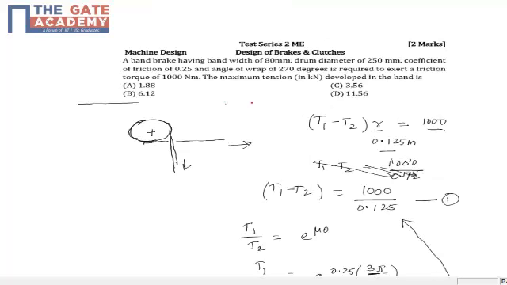If you look at the answer, it is D, 11.56 kilonewton. So two sets of equations: in these kinds of problems you always need to use T1 by T2 equals e power mu theta, that is a must, and the other is the torque equation.